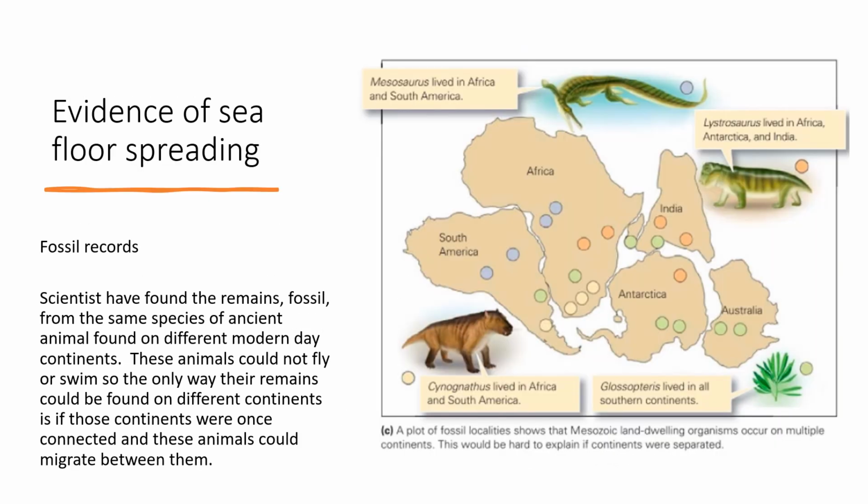Same with fossil evidence. We can look at fossils of creatures that can't fly, can't swim, but are found in different parts of the world. Because they couldn't fly or swim, those fossils must mean that at one point those parts of what are now different continents must have been part of one supercontinent, a Pangaea. And therefore we have evidence that those plates have moved apart.